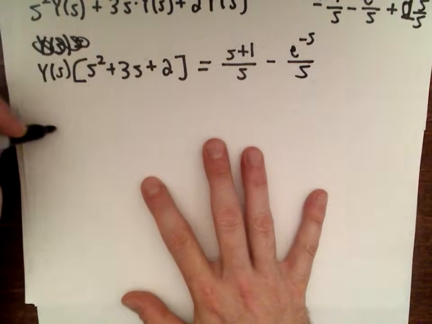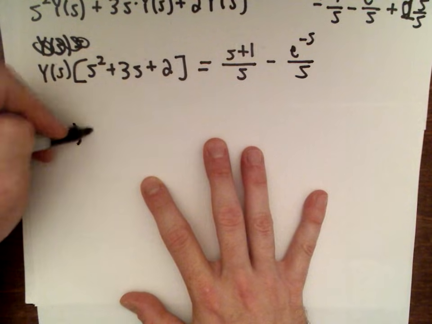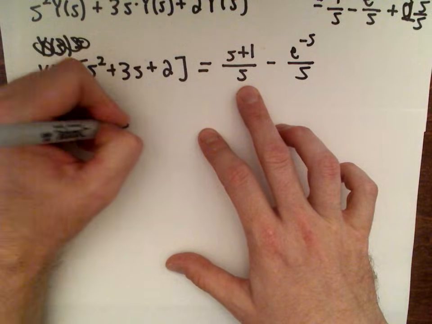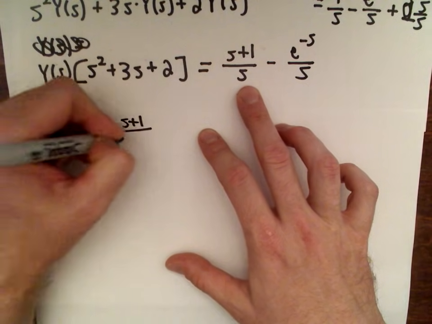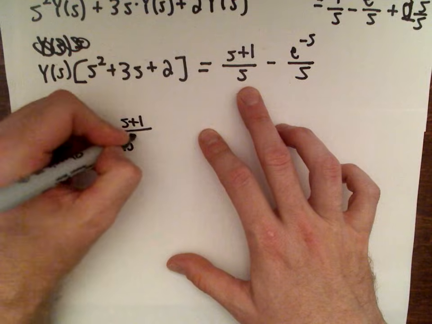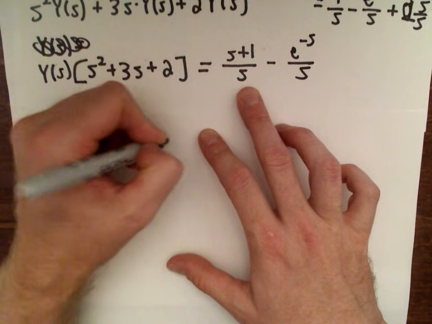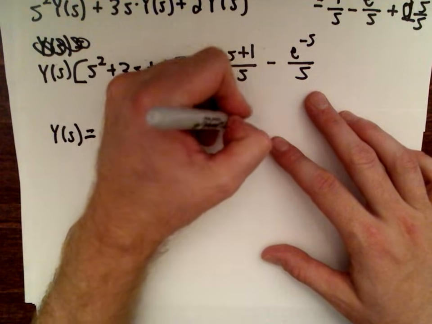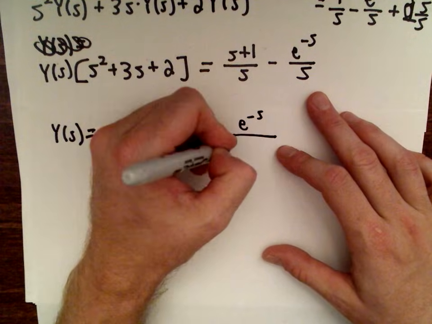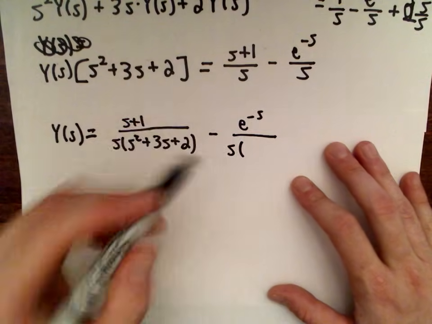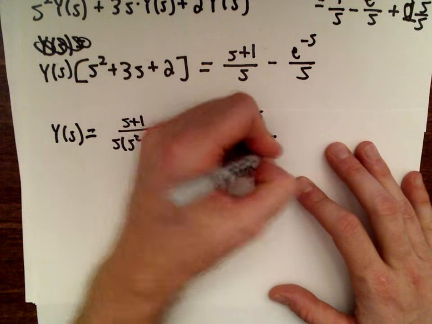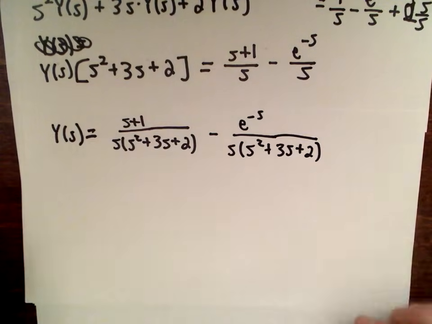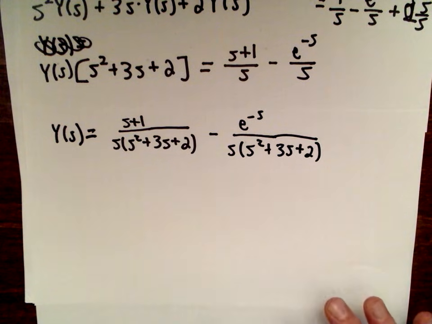Okay, so now we've got capital Y of s. I can just divide both sides now by this s squared plus 3s plus 2. So I would have s plus 1 divided by s, that would all get divided by s squared plus 3s plus 2, minus e to the negative s divided by s, and again, we would have s squared plus 3s plus 2. So we're just really getting going here. Like I said, this is going to be kind of a long problem.